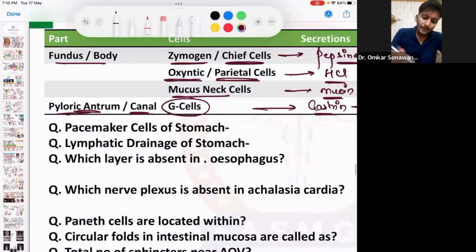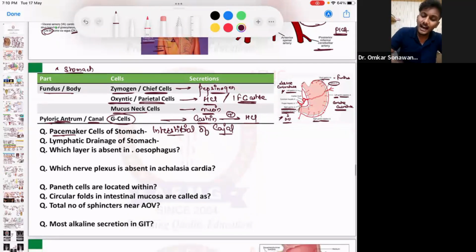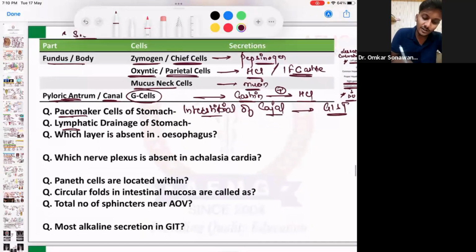Then pacemaker cells of stomach, ये सबको आता है. It is known as the interstitial cells of Cajal. Pacemaker cells of stomach are called as interstitial cells of Cajal. And the tumor which arises from this cell is known as GIST. Tumor arising from interstitial cells of Cajal is known as GIST, gastrointestinal stromal tumor.